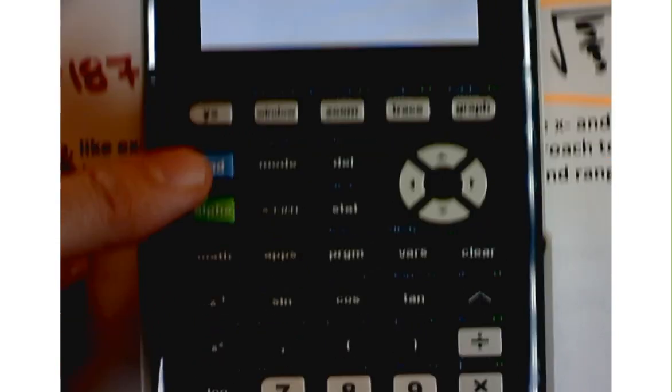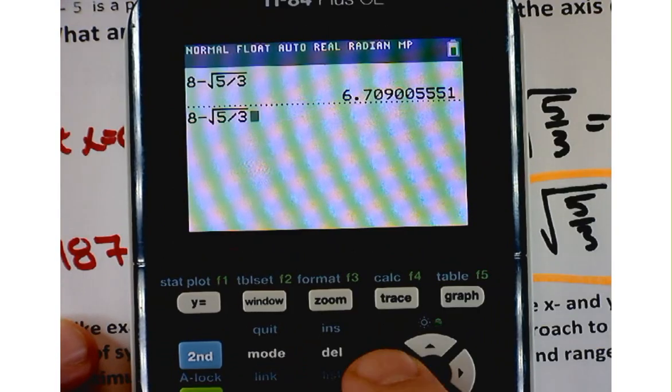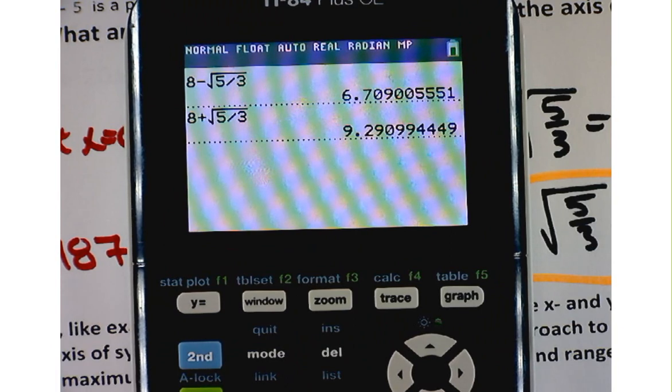If you want the positive root, let me show you a quick trick here. If you hit the second key and then the enter key, it'll bring up your previous calculation. And all you got to do is go back and replace the minus with a plus. And there you go, 9.29. That's our other root.